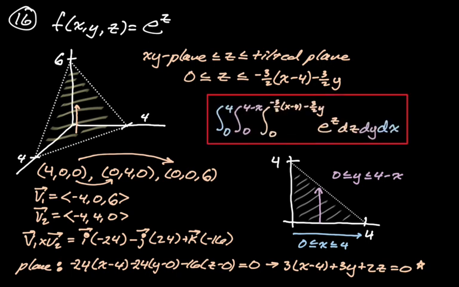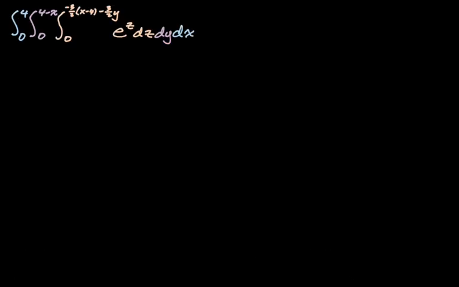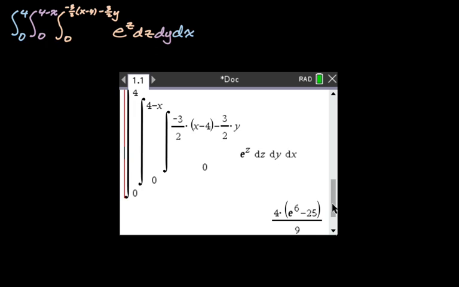And then, as I mentioned, I'm just going to use a calculator to evaluate this. You can do this by hand. It's not terrible. It's not great. It's pretty terrible. I don't know. So this, I just punched it in. Definitely not terrible if you use a calculator. So I got 4/9 times the quantity e to the 6 minus 25. Enormous volume. You get a lot of really big volumes when you do these problems.